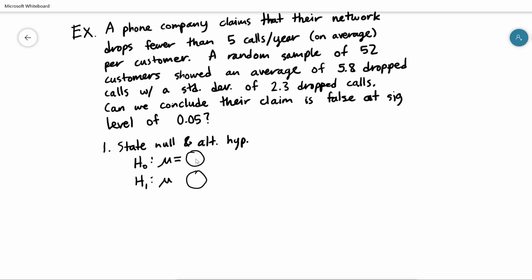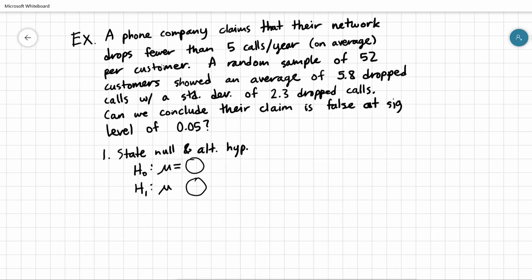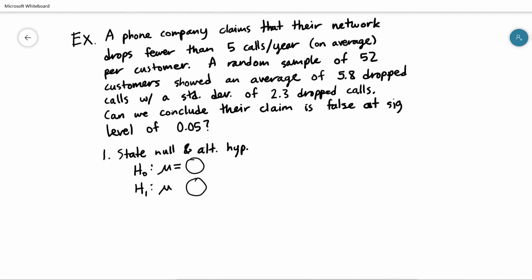The null hypothesis, let's think about this. They're claiming that they drop fewer than 5 calls a year, but our evidence shows that they drop more than 5 calls per year because it showed that they drop 5.8 calls per year. The number that goes here has to do with the claim that they make, so it's going to be the 5. This is going to be the number 5 in both of those places. So even though they claim to drop fewer than 5 calls per year, we're going to put mu equals 5.